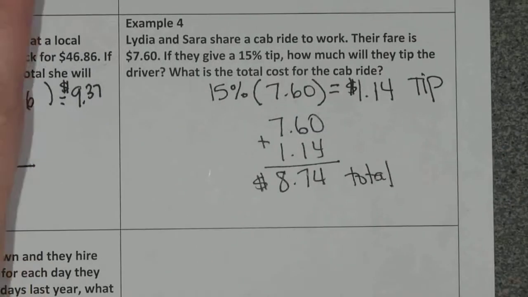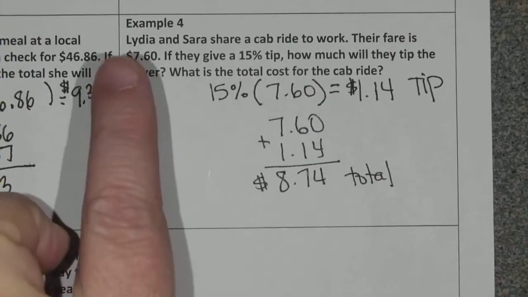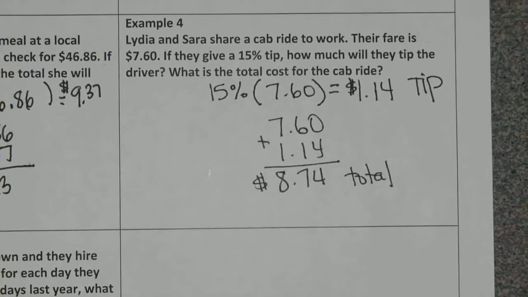Now this question is interesting because that's the total, but they said that they shared the ride. So we would actually divide that by 2 to figure out what each person was paying for the ride. Questions on that?